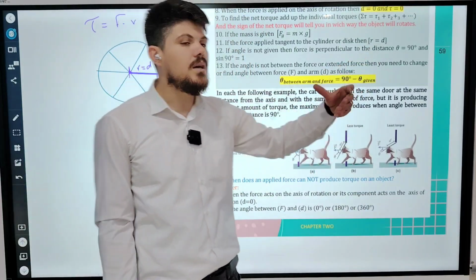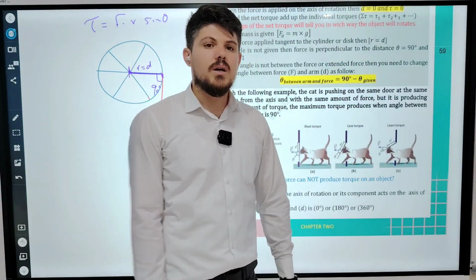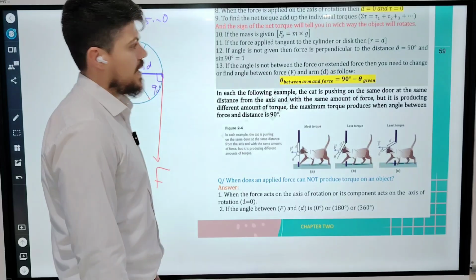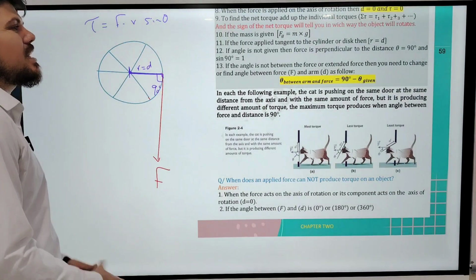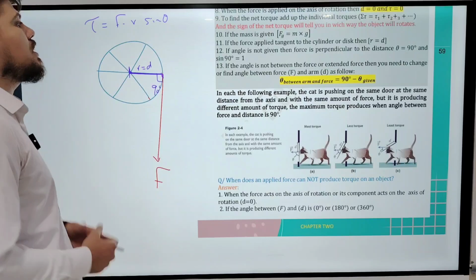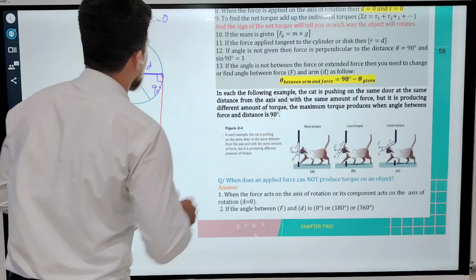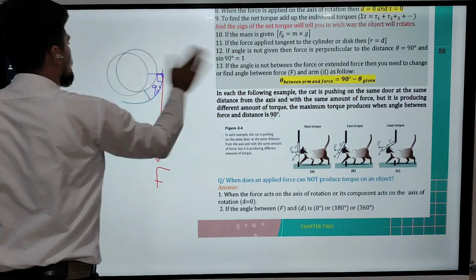When is theta 90? If the angle is not given, or if the question doesn't mention the angle. Okay. If the angle is not between the force, or the extended force, and the distance, then you need to find the angle between force and D. So this is very important, guys. Be careful.